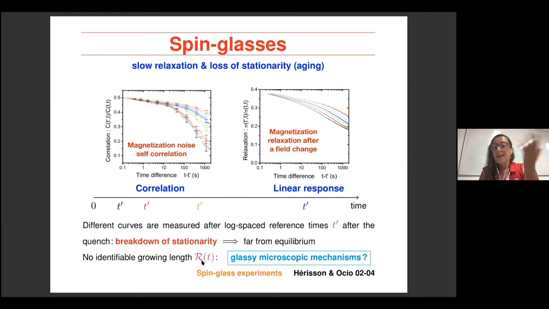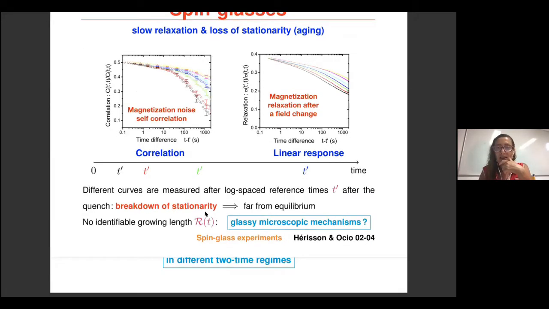So what are the glassy microscopic mechanisms behind these? We don't know. I mean, because locally there have been very few experiments done, and there's no local way to get a handle and see whether there is some local order developing that one cannot for the moment identify or not. So this is what has been done.